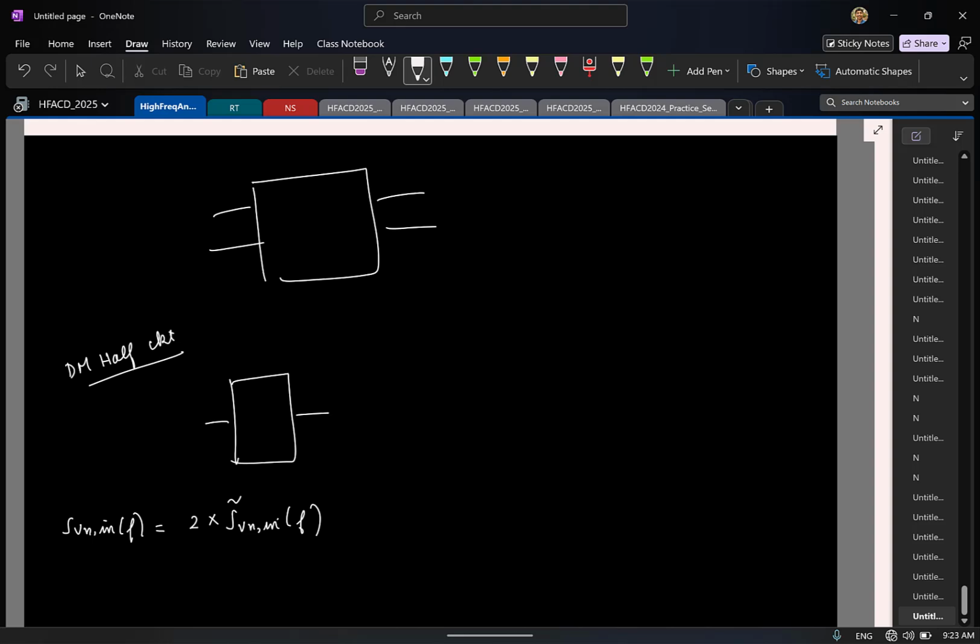Is it okay? At least very qualitatively it should make sense, because in the fully differential circuit I have two half circuits. The two half circuits are uncorrelated. So if I know the input referred noise PSD of one of the half circuits, for the overall fully differential case, it's going to be 2 times that. But this is a more formal way of actually proving it.